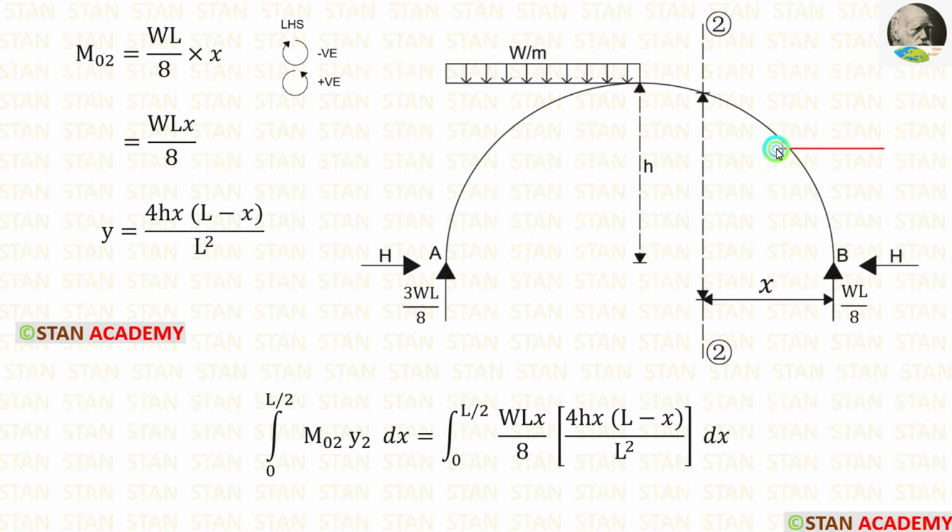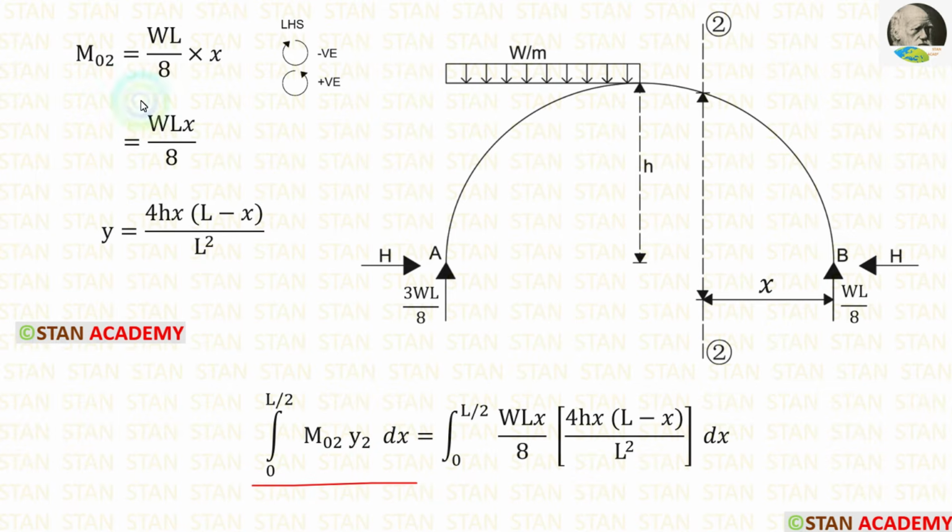In this case, we are moving towards left hand side. Clockwise will be negative, anti-clockwise will be positive. The vertical reaction WL by 8 is acting towards the section in the anticlockwise direction, so it will be positive and the distance is x, so WL by 8 into x. Finally we will get WLX by 8. We know the formula for y, 4hx into L minus x by L square.